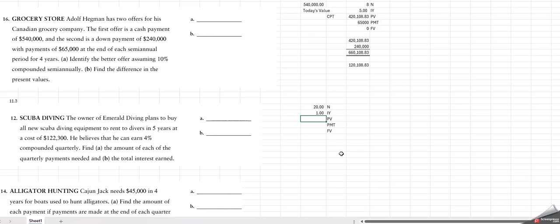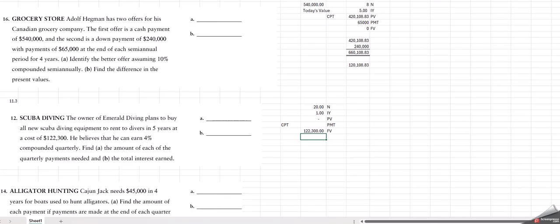Our present value is nothing. They don't say anything like they're putting any money down today. We want to know how much they need to save quarterly, so we're computing that payment. And $122,300 is our future value.